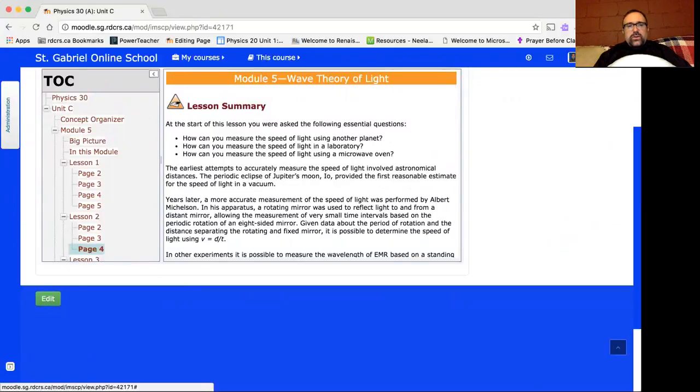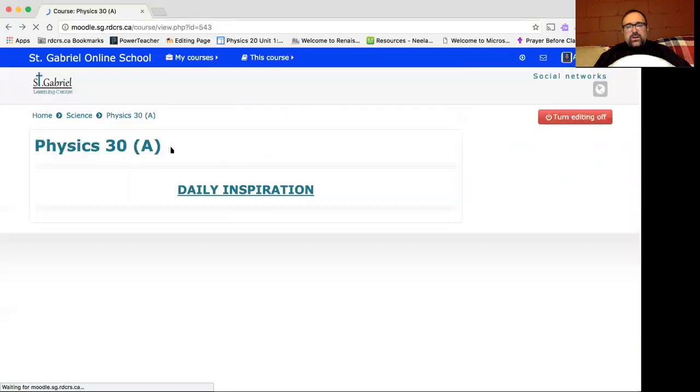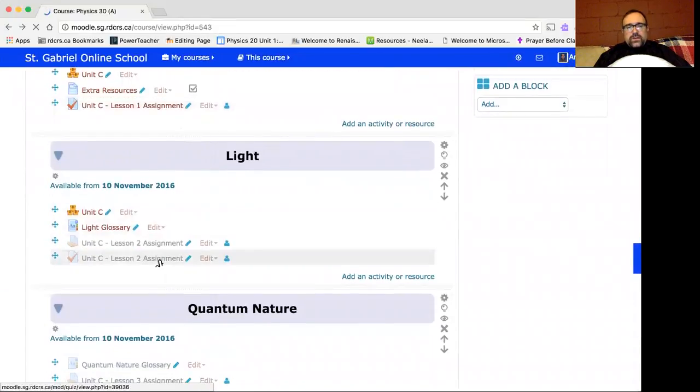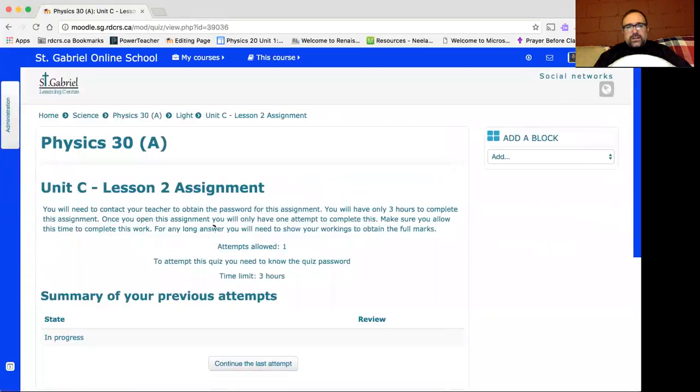Going through each of these lessons will help you prepare for your assignments. The new thing for your assignments is that now you will be timed for them. Under your assignment, you only have 3 hours to complete it. Keep in mind, any long answers you'll still need to put inside the box that is provided for you. Once that is filled out, then you can carry on. So that's one of the essentials.